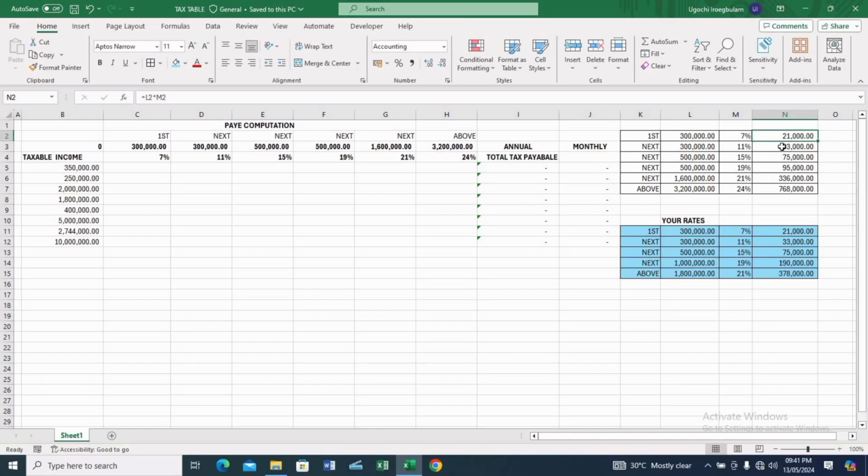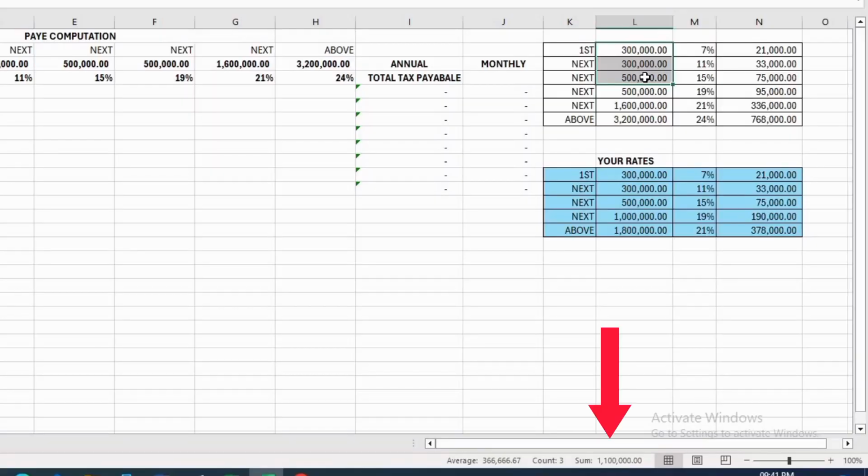With that same understanding, when the taxable income then increases above 600,000 naira but less than 1.1 million, the tax rate also increases to 15%. But if the taxable income increases above 1.1 million but less than 1.6 million, the tax rate increases also to 19%.